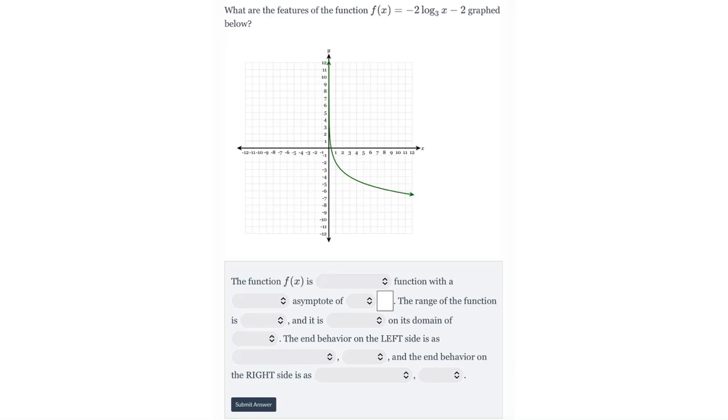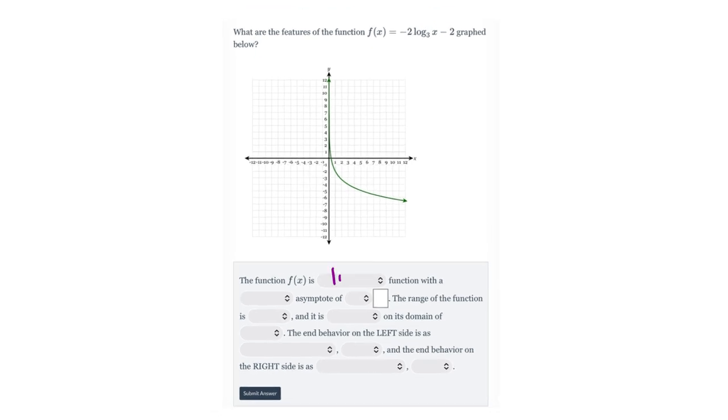Okay, features of log and exponential functions. So we can see that this is a log graph, but also you can tell that because the asymptote is vertical. So this would be log and this would be vertical. A vertical asymptote is always going to be x equals a number. A horizontal asymptote will always be y equals a number. In this case, our vertical asymptote is at x equals 0.